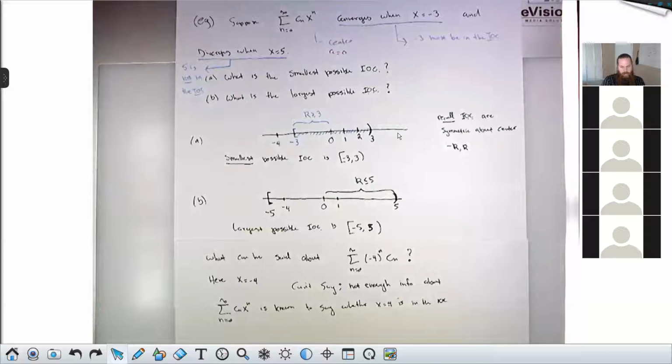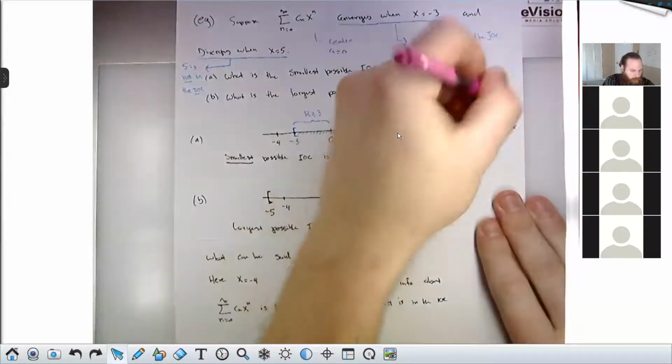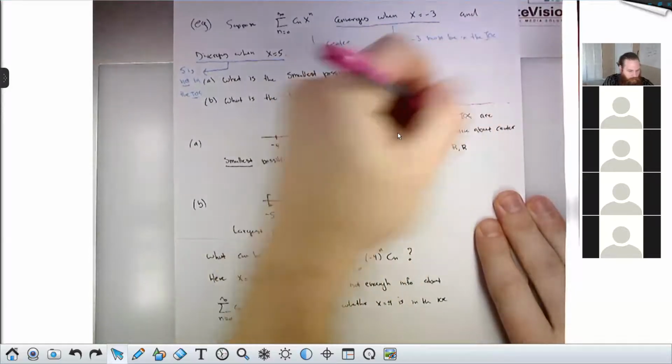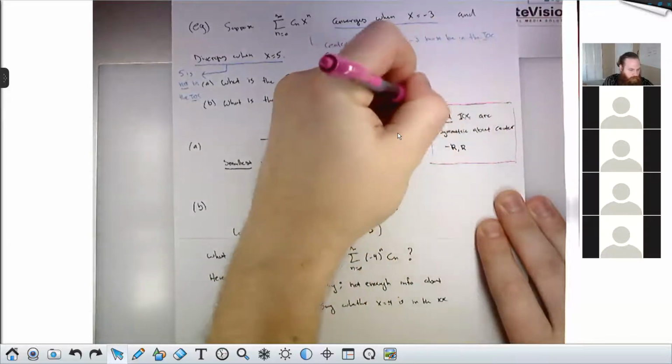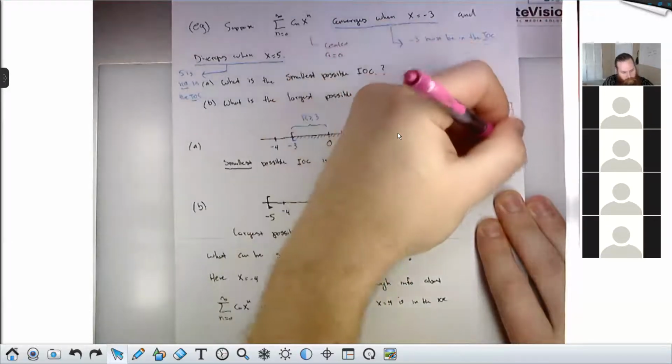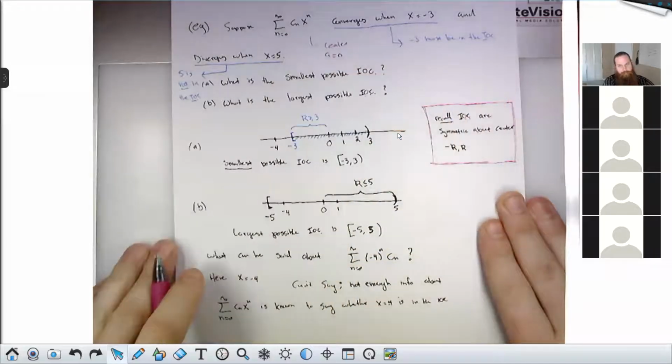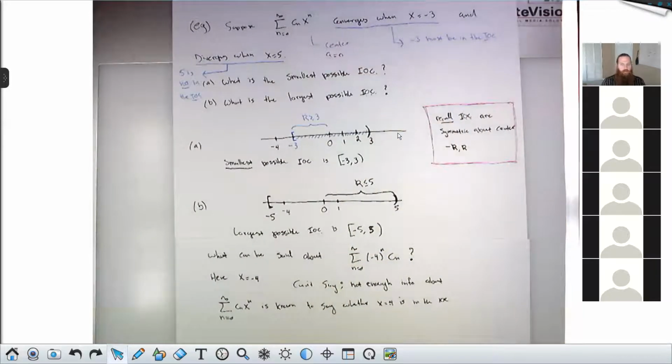The key fact to remember, the thing you're dead in the water without, is this. Intervals of convergence are always symmetric about the center. Got to remember that to get started on any question of this sort.